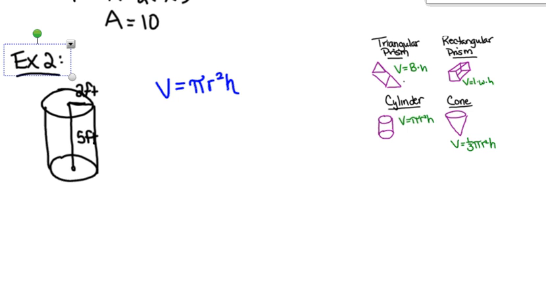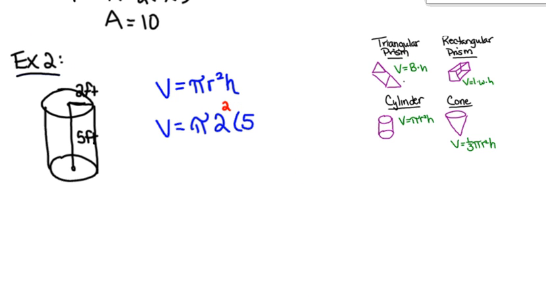So I'm going to go ahead and write that formula down. And now I'm going to substitute into the formula everything I know from the picture. Pi doesn't change, but r is going to become 2, and we were squaring it, so it's 2 squared, times the height. Remember, the height is going to be the distance between those two circular bases, which in this case is 5.